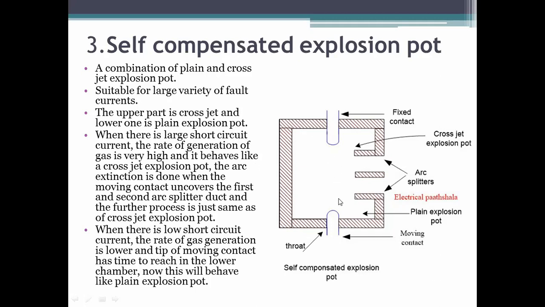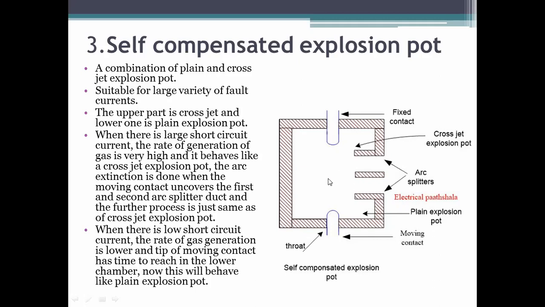At that time, this fixed and moving contact are closed. So when the fault occurs, these two contacts get separated, but the arc will be struck between them. So for cooling that arc, we are using this pot. By using the oil and the gases produced, that arc will be extinguished.